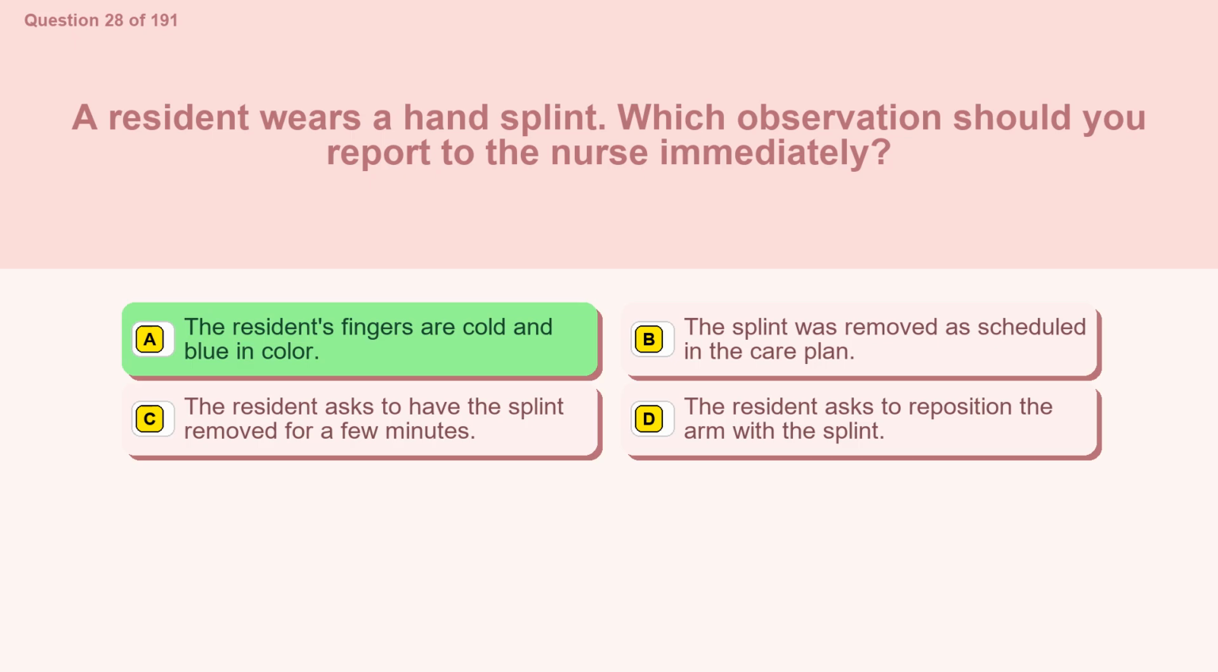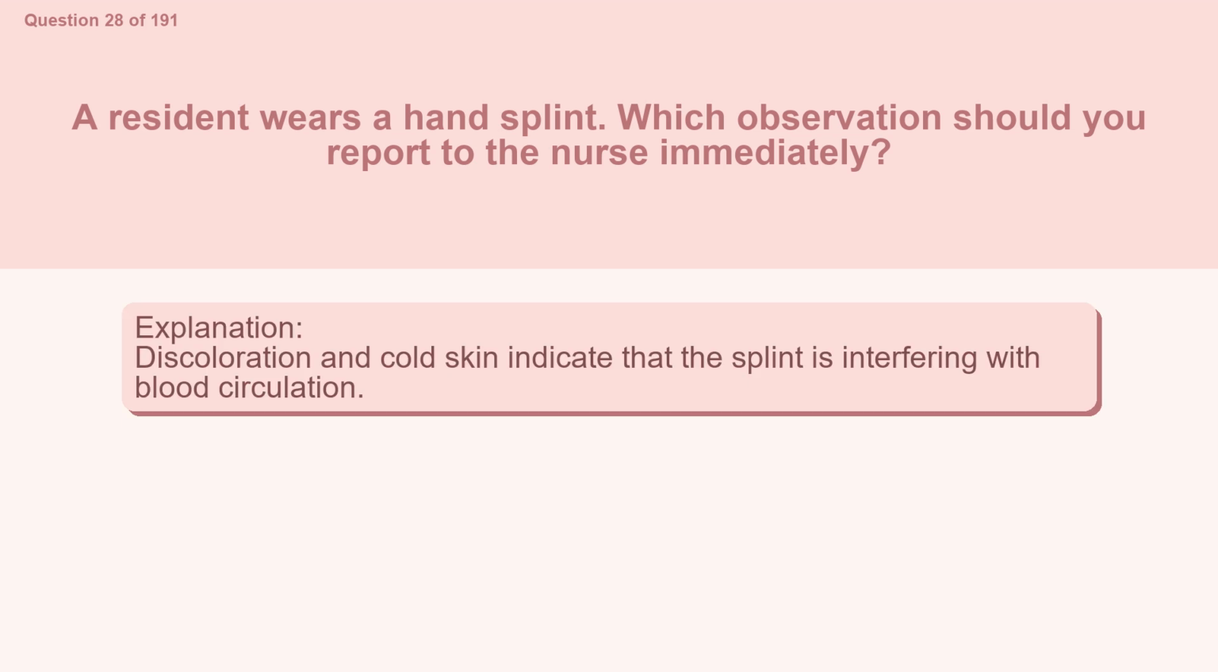The correct answer is option A. The resident's fingers are cold and blue in color. Discoloration and cold skin indicate that the splint is interfering with blood circulation.